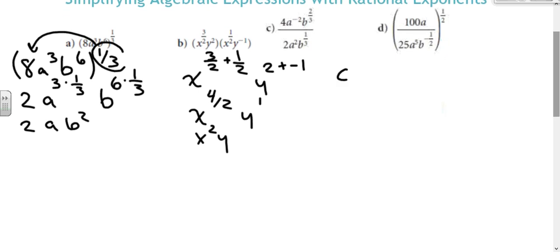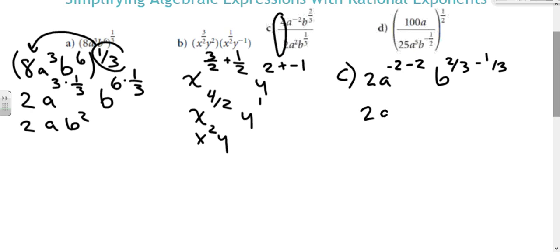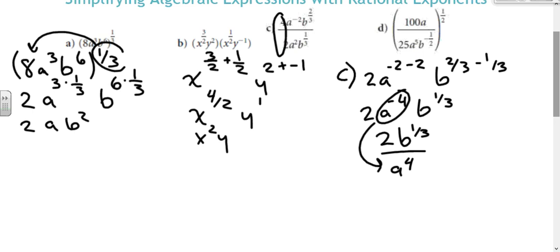Okay, and then C is going to go right here, and then again I'll move B downwards. So then resolve the 4 divided by 2, so that gives us 2a to the negative 2 minus 2, b to the 2/3 minus 1/3. That gives us 2a to the negative 4, b to the 1/3, 2b to the 1/3 all over a to the 4. Remember, we need to resolve this negative by flipping it under.